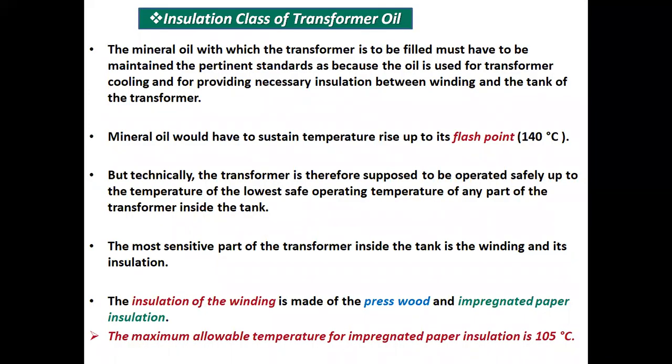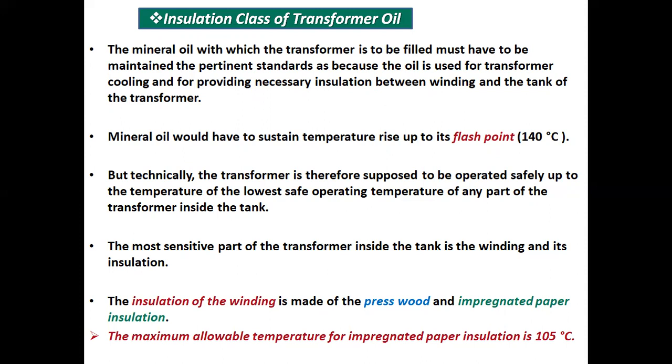Insulation class of transformer oil. The mineral oil with which the transformer is to be filled must maintain the pertinent standards, because the oil is used for transformer cooling and for providing necessary insulation between winding and the tank of the transformer. Mineral oil would have to sustain temperature rise up to its flash point, 140 degrees centigrade. But technically, the transformer is supposed to be operated safely up to the lowest safe operating temperature of any part of the transformer inside the tank.